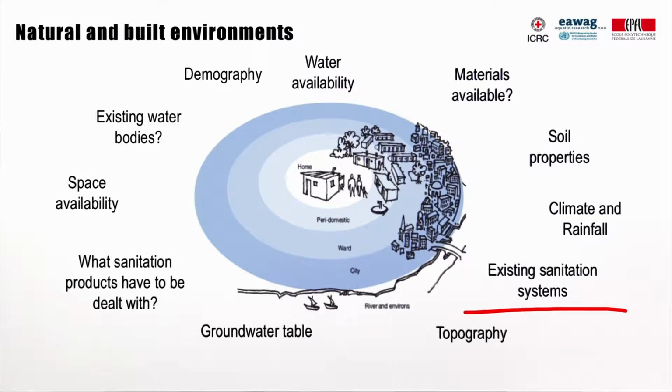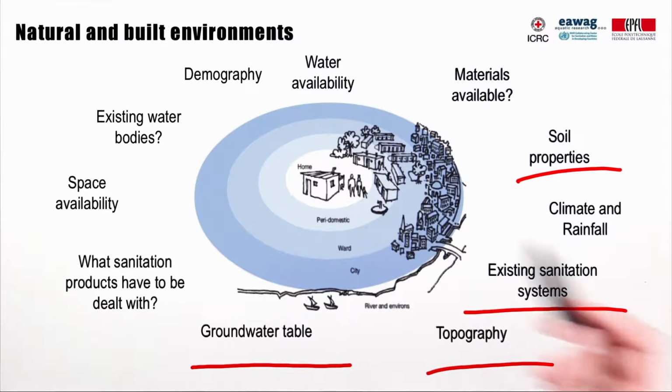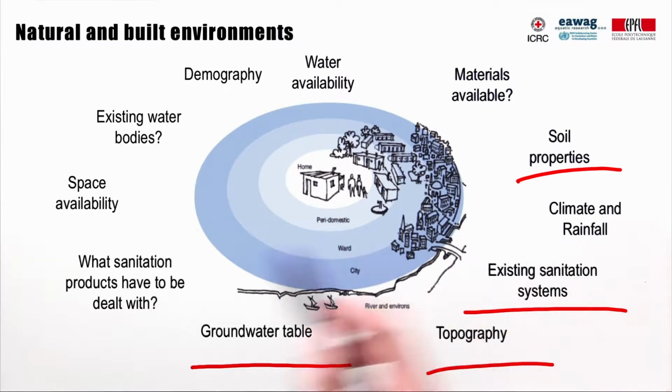Other questions are: what is the condition of the existing sanitation infrastructure? Can it be rehabilitated and how fast? What are the soil properties, for example, the infiltration rate of clean water, of grey water and of wastewater? How high is the groundwater table? What is the topography of the area and the rainfall patterns as well as temperature? What are the sanitation products such as toilet paper, anal cleansing material, anal cleansing water, menstrual hygiene products, etc. that need to be dealt with?